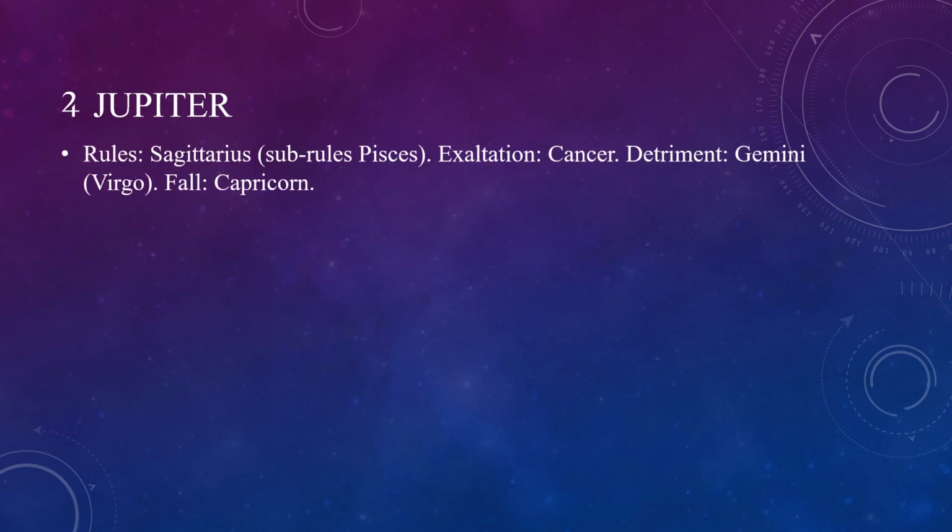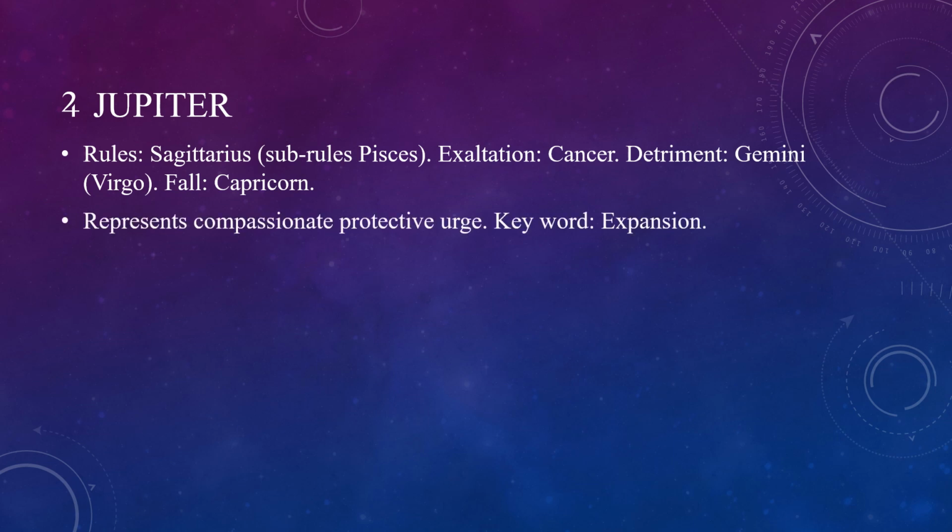Next we come to Jupiter. Jupiter rules Sagittarius and subrules Pisces. It is exalted in Cancer. The detriment of Jupiter is Gemini and Virgo, and its fall is Capricorn. Jupiter represents the compassionate and protective urge, and its keyword is expansion. Jupiter is known as the greater benefic.